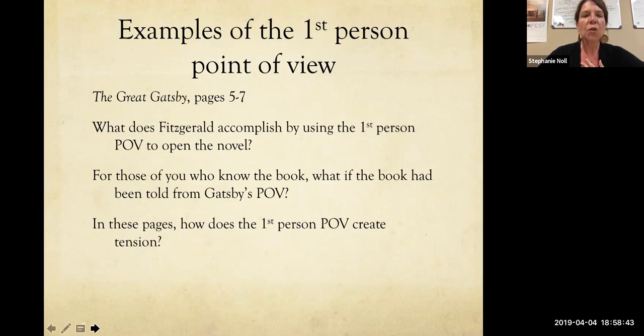Okay, so I am going to do my best to pull up the pages from Gatsby, but I think that they were sent to you also. And so first let me ask, before we move on and look at the published example, are there any other thoughts about the first person point of view before we look at these examples together?